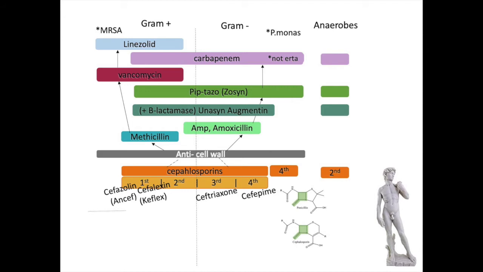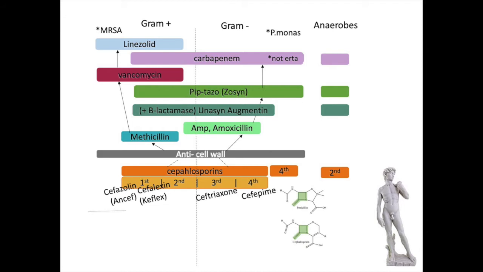When we start out with the first generation cephalosporins, these ones are going to be covering mostly gram-positive organisms. The classic ones for this are going to be our Ancef or cefazolin, and then Keflex or cephalexin. And these are going to be ones where we'll reach all the time for soft tissue infections and for surgical prophylaxis.